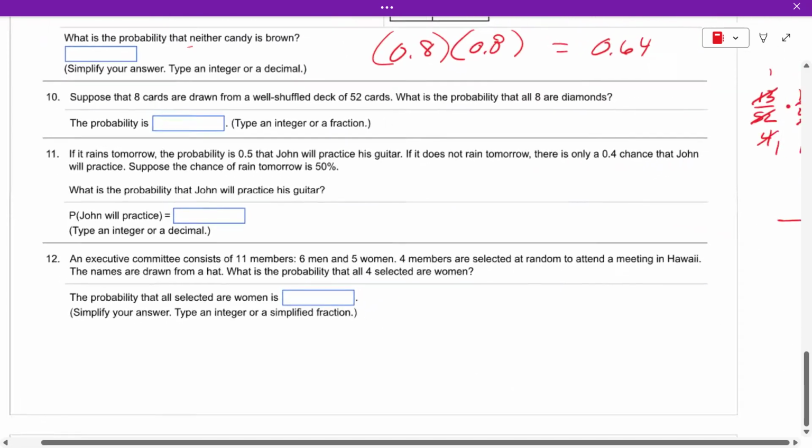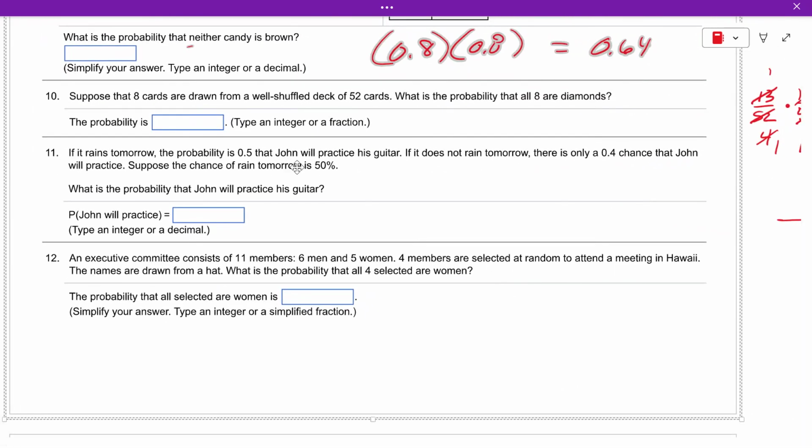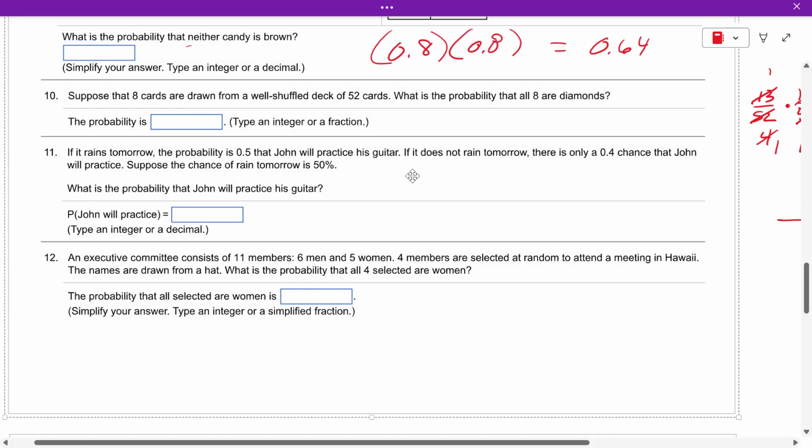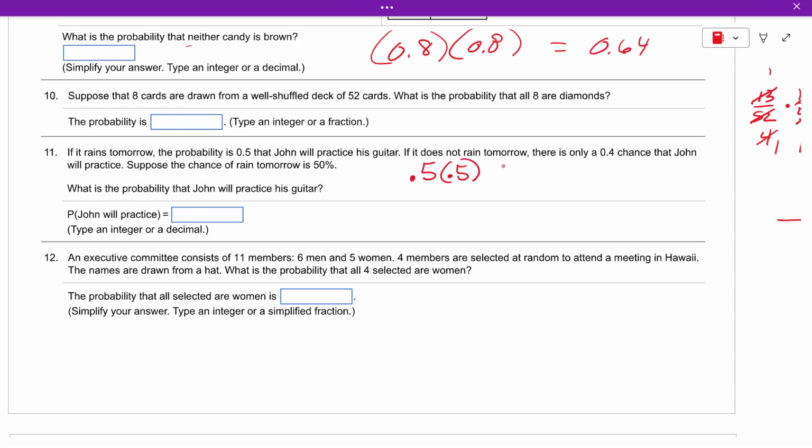Okay. If it rains tomorrow, the probability John will play his guitar is 0.5. If it doesn't rain tomorrow, there's only a 0.4 chance that he'll practice. The chance of rain is 50%. So you take the 50% chance that it'll rain times the 50% chance that he'll practice the guitar, plus the chance it won't rain, also 50%, times 0.4. You multiply them, you get 0.25 plus 0.2. There's a 0.45 chance that he'll play the guitar.